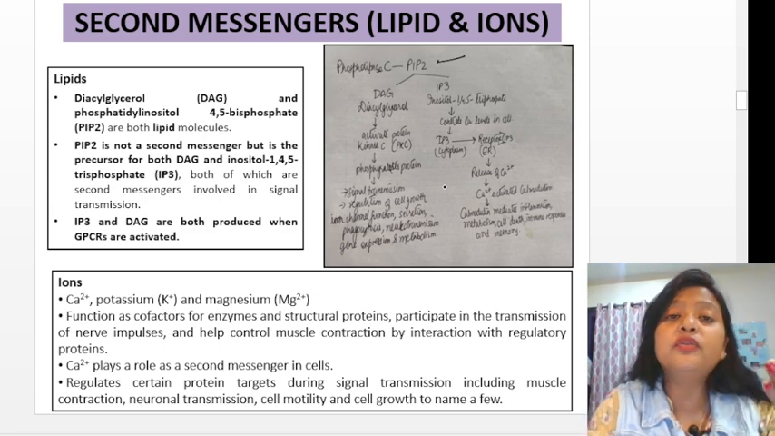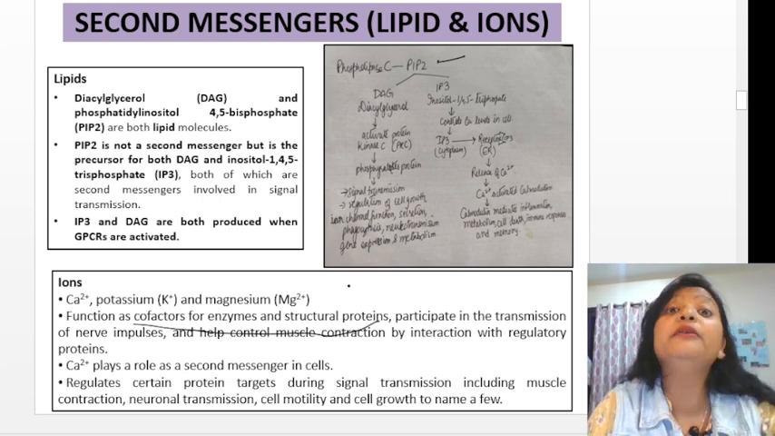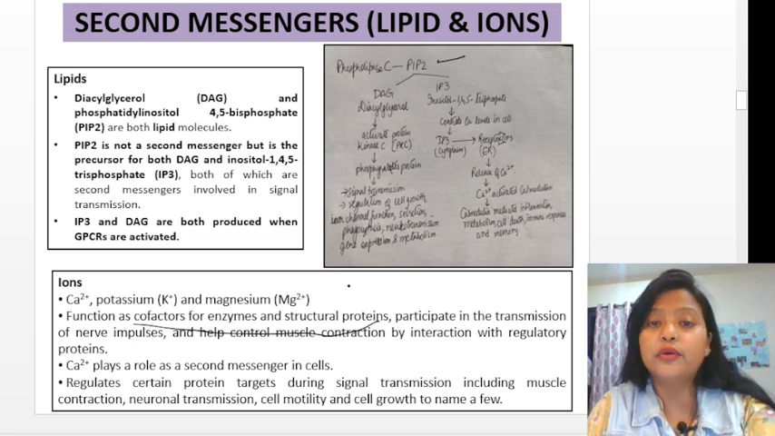Fine. So here, what do they do? They act as cofactors for enzymes and structural proteins. Okay, they will help in the transmission of nerve impulses. They will help in controlling muscle contraction. We know that Ca2+ ions, what do they do? Ca2+ ions will help in the muscle contraction, neuronal transmission, okay, cell motility and cell growth.